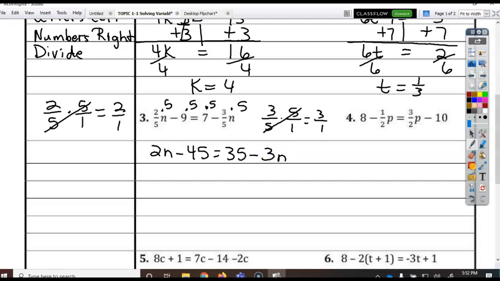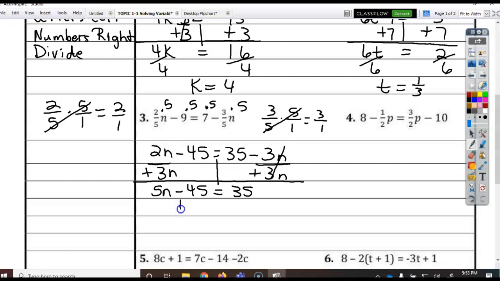Okay, now I've got letters on both sides, so I've got to take the letter on the left, and I want to move it on the right and move it over to the left. So I'm going to add 3n. Whatever you do to one side, you have to do the other. I get 5n over here minus 45 equals 35. These should cross out, so they should have opposite signs so that they turn out to be 0.